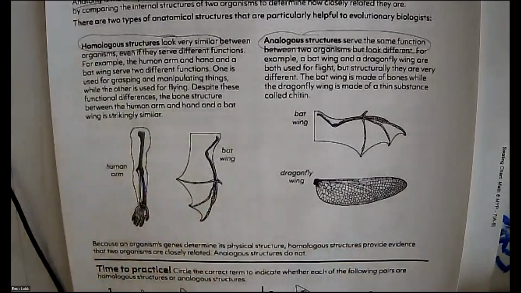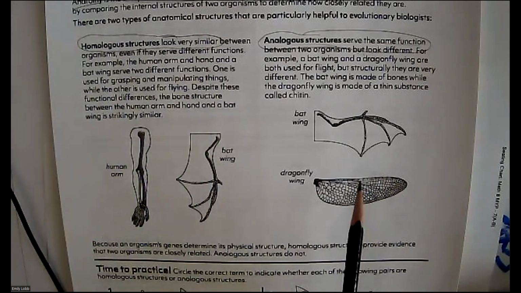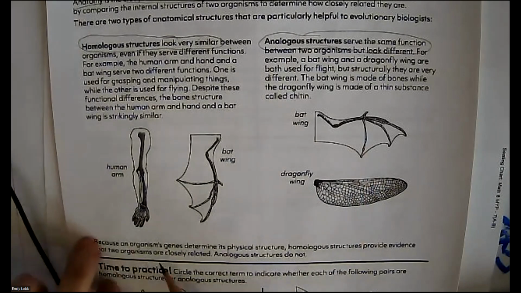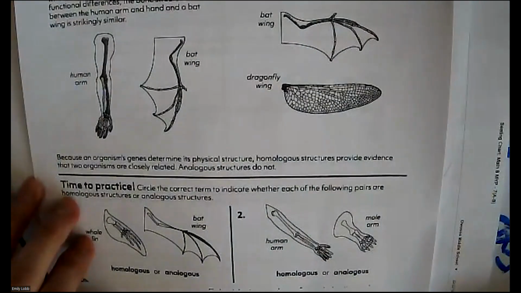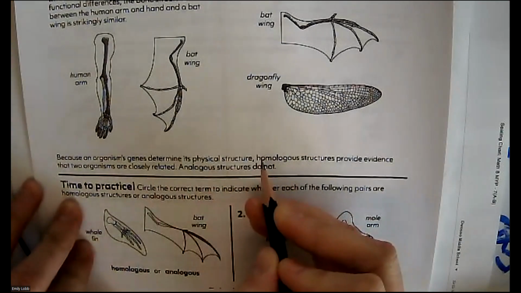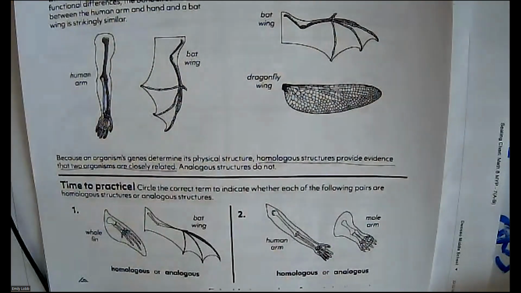Human arm, bat wing. They look similar structurally at least, but they have different functions. We cannot fly, regardless of how you want to argue with that, with our arms. And then there are two different wings that serve the same function but look different structurally. Because an organism's genes determine its physical structure, homologous structures provide evidence that two organisms are closely related. Analogous structures do not. So this is another part I want you to be sure you have highlighted. Homologous structures provide evidence that two organisms are closely related.